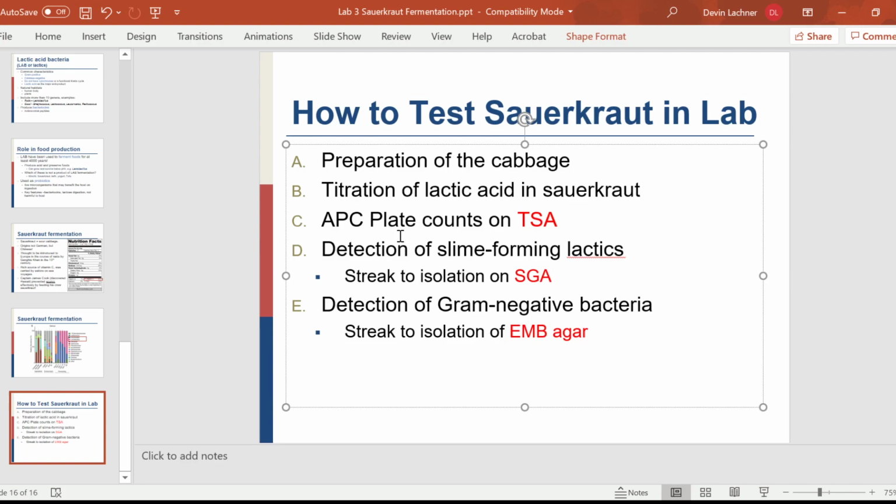Okay, if you have any questions, feel free to message me. Make sure that you have your sauerkraut completed by at least Sunday so you can do this discussion board, which requires you to make your sauerkraut and get it done in order to answer some of those questions.